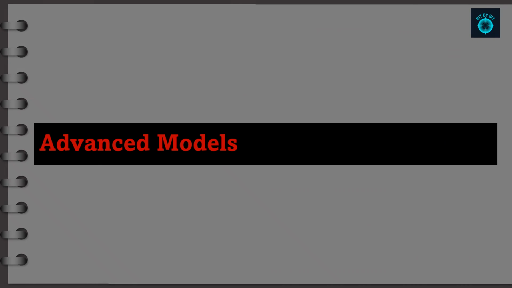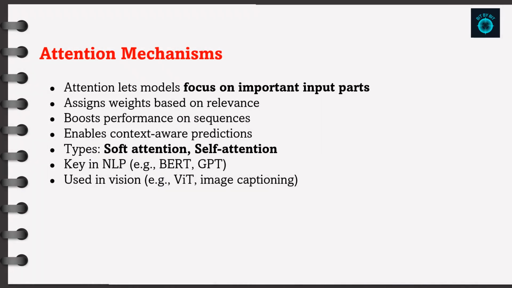Advanced models. Attention mechanisms. In this page, we introduce attention mechanisms. Attention is a powerful concept in deep learning that allows models to dynamically focus on the most relevant parts of the input when making a prediction.